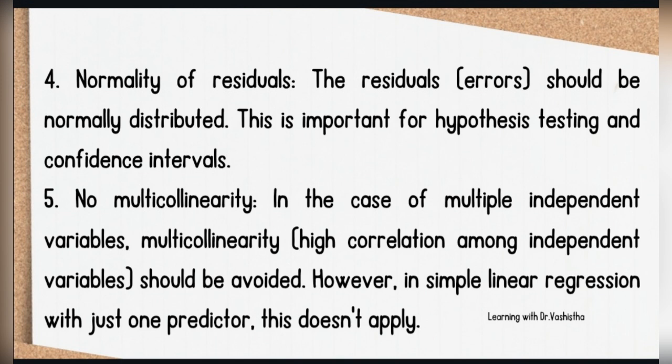The next one says that there should be normality of residuals. That is, the residuals should be normally distributed. This is important for hypothesis testing and confidence intervals. We have already covered both of these topics in our earlier videos, but we can cover them further in another tutorial because this series is different. Then comes another assumption, which says that there should be no multicollinearity. In case of multiple independent variables, multicollinearity, that is high correlation among independent variables, should be avoided. However, in simple linear regression with just one predictor, this does not apply.